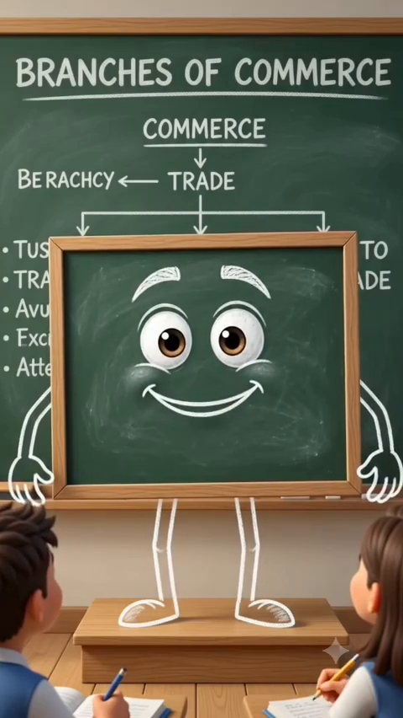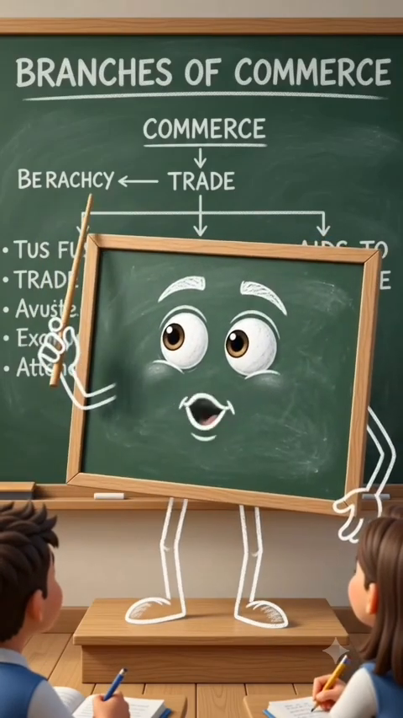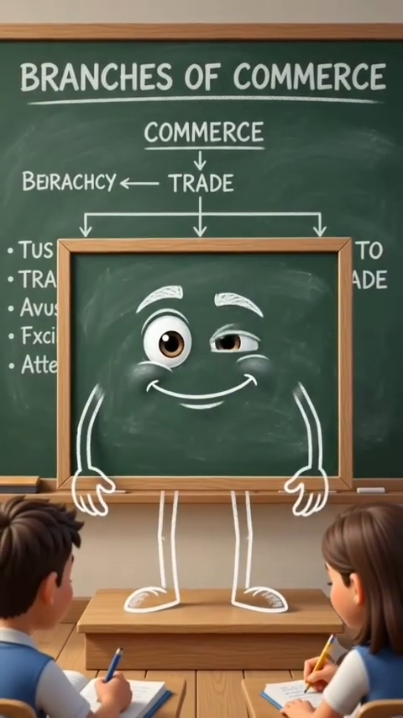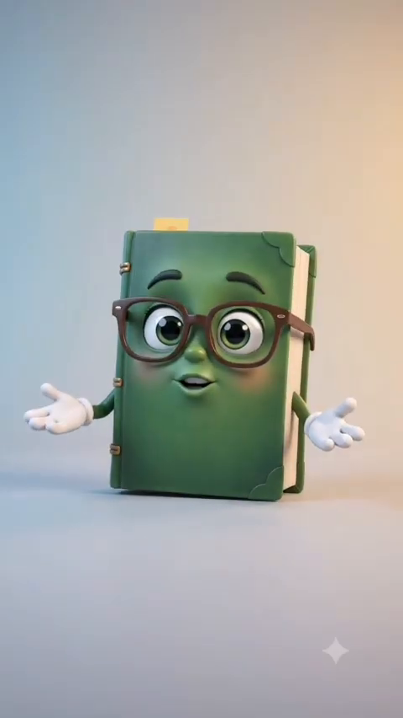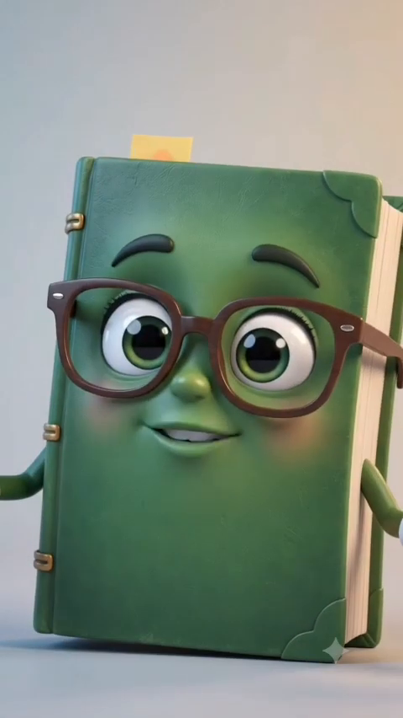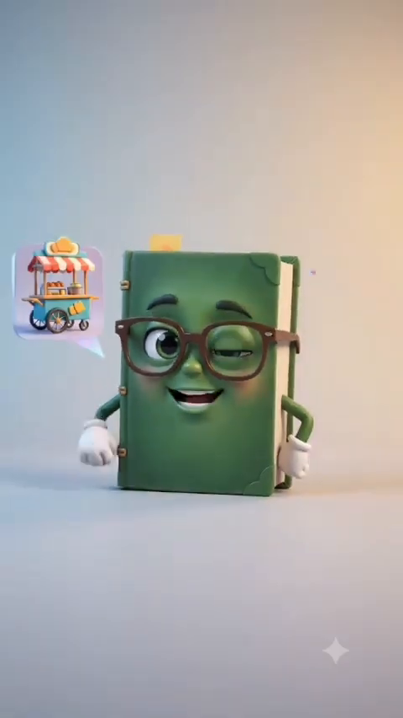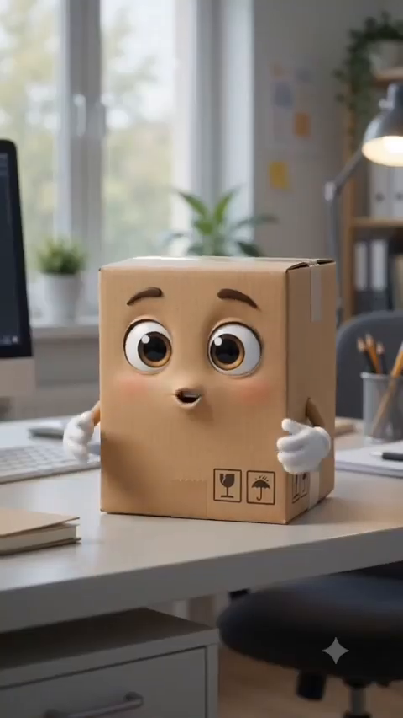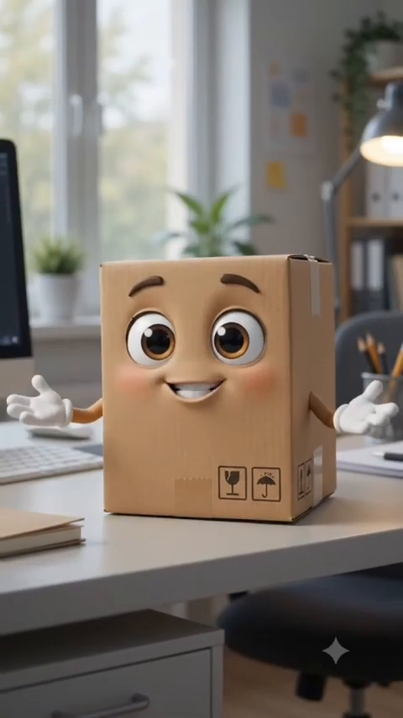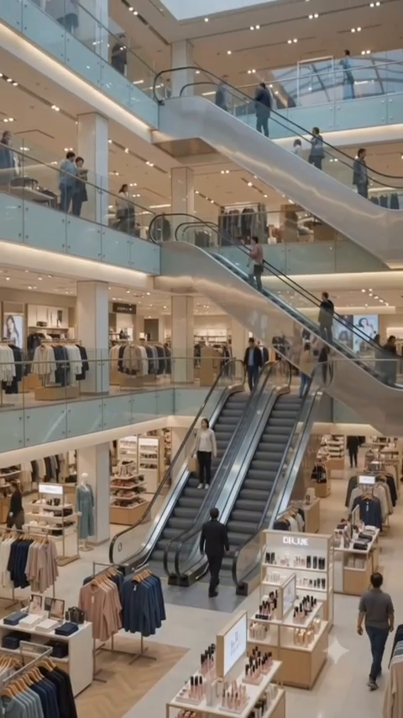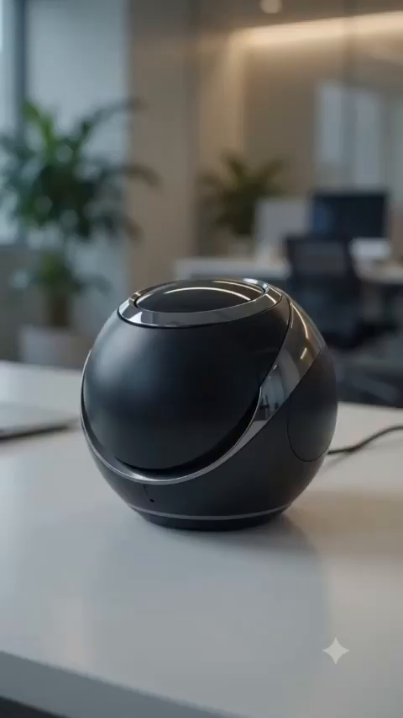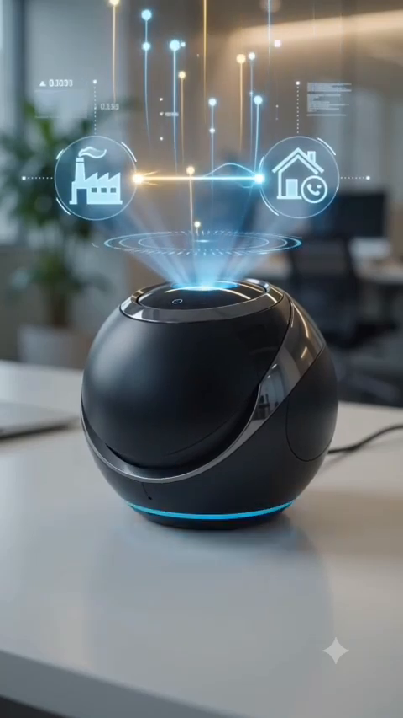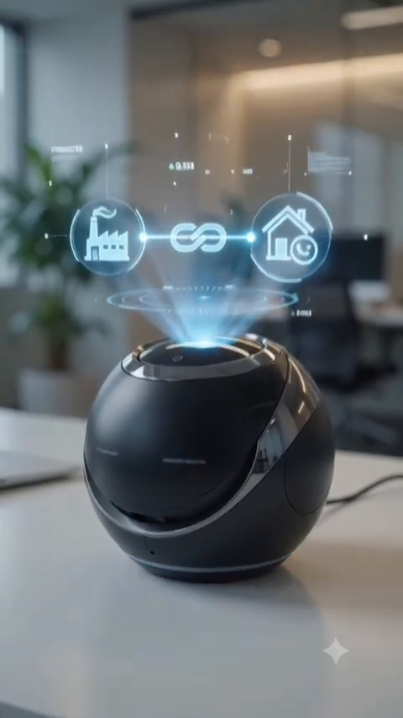Branches of commerce. Commerce is divided into two parts: trade and auxiliaries or aids to trade. Trade. Trade refers to buying and selling of goods and services with the aim of earning profit. Trade can be carried out on a small scale, like hawkers or small shops. Trade can also be carried out on a large scale, like big departmental stores. Trade removes hindrances of a person by creating a link between producers and consumers.